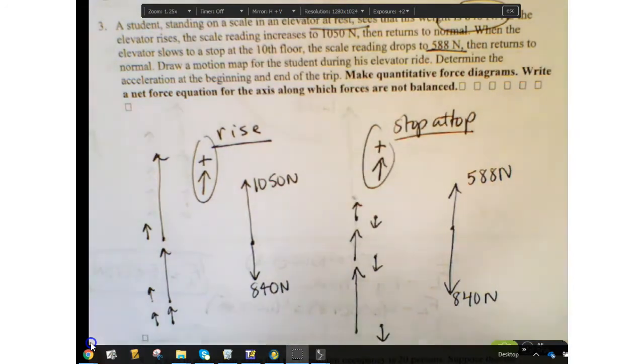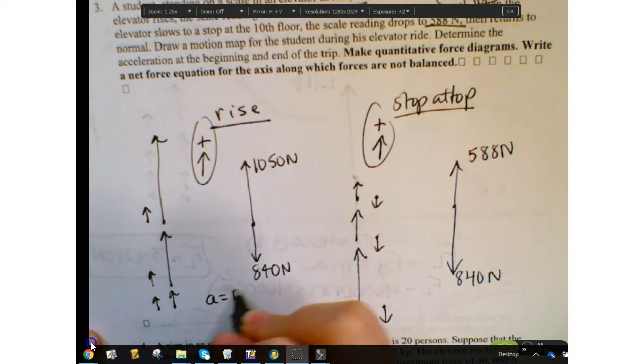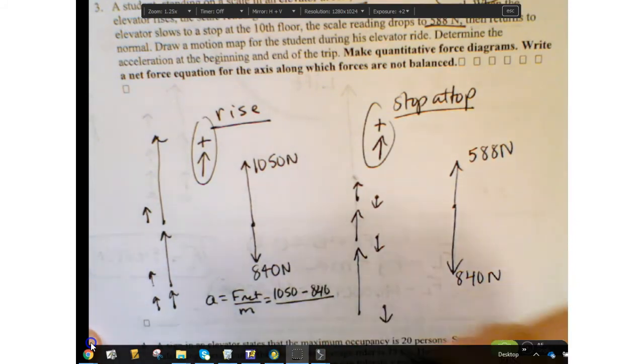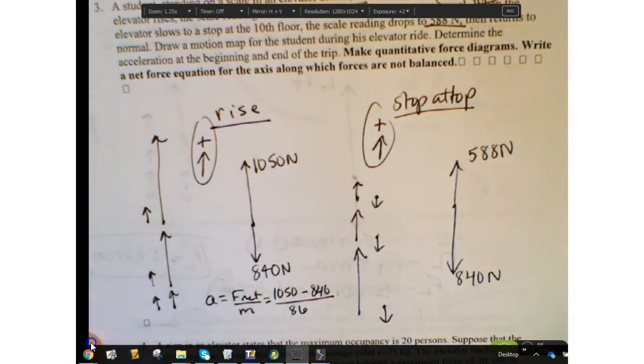Determine the acceleration at the beginning and at the end. So for the acceleration here, I'm looking at net force over mass. My net force is going to be 1050 minus 840 over the mass. I need to find my mass by doing 840 divided by 9.8. So I get about 86 kilograms. I'm just going to round it for the sake of time. So 1050 minus 840 divided by 86 gives me an acceleration of positive 2.4 meters per second squared.